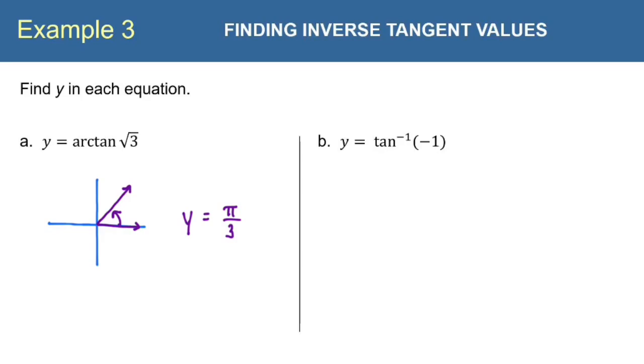In part B, we're looking for an angle whose tangent value is -1, and that angle has to be in either quadrant 1 or quadrant 4. And since this is a negative tangent value, we know that our angle is going to have to be in quadrant 4, so it's going to be a negative angle. And we know that the reference angle here has to be 45 degrees because we memorized that the tangent of 45 degrees is 1. So if that reference angle is 45 degrees, then this negative angle is -45 degrees, or in radians, -π/4.